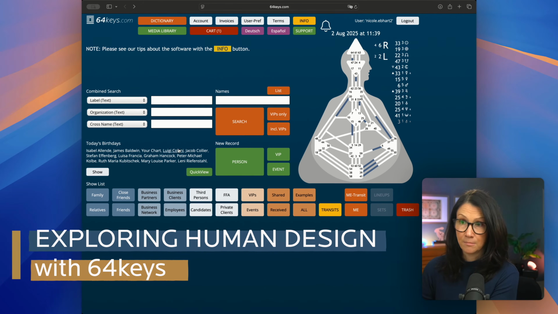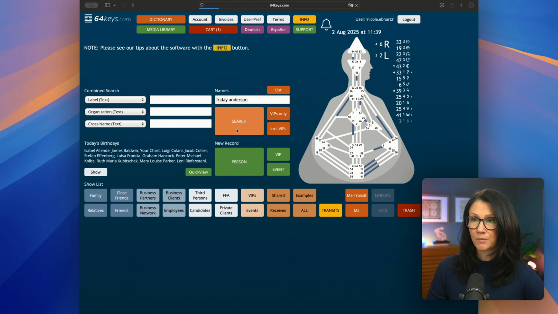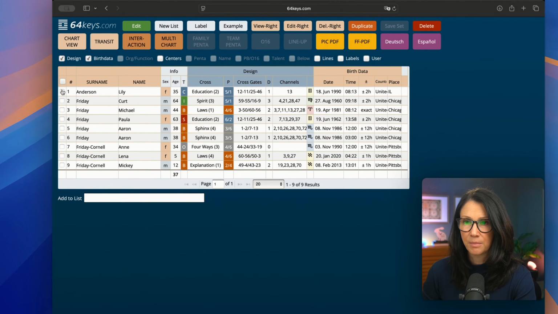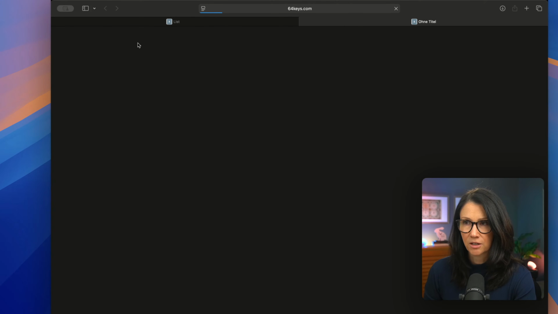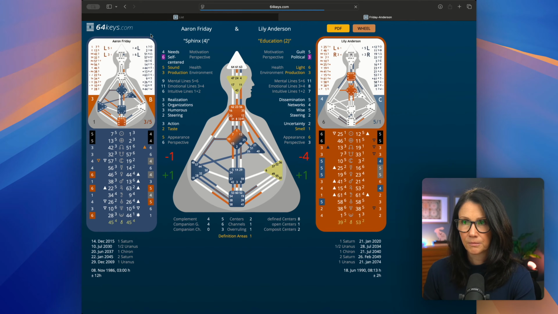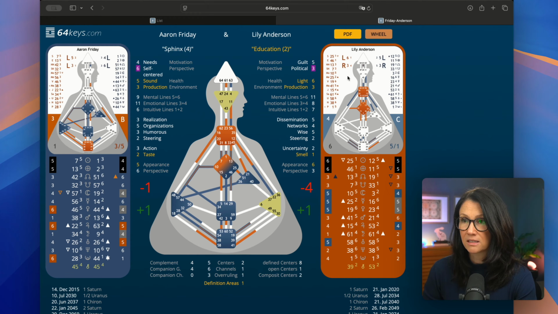I prepared a demo partnership for this, so I'm typing in the two names. So here's my list, and I'm picking Lily Anderson and Aaron Friday. And I'm clicking on interaction. So this opens the relationship or interaction chart. And here on the left, you see Aaron's chart, and on the right, Lily Anderson's chart.